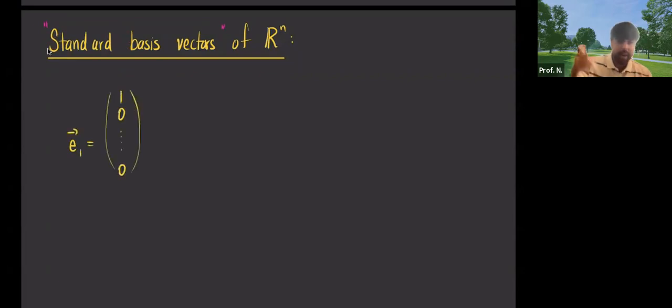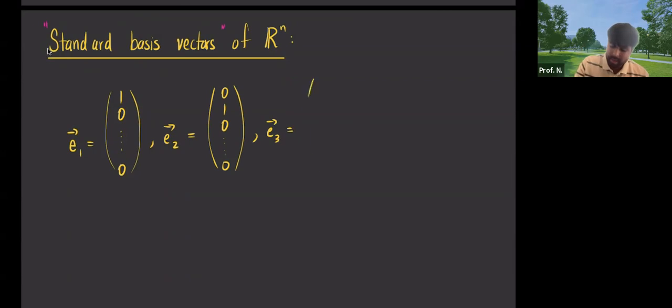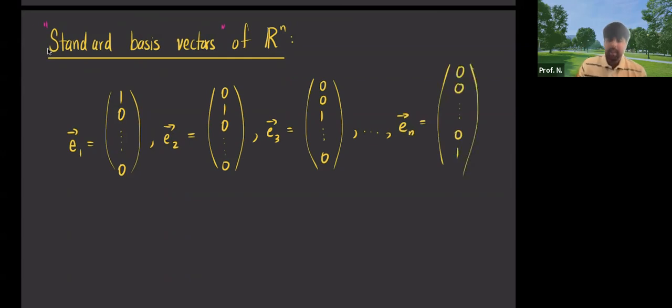So E1, I'm writing it as a column vector. E2, E3. We usually use the letter E for the standard basis. And so on and so forth, right? And E sub n. This is the set of standard basis.